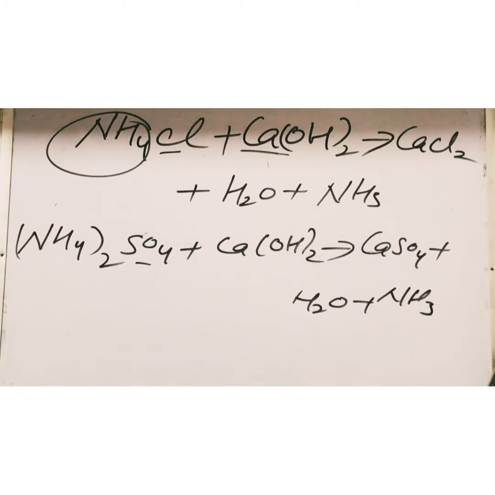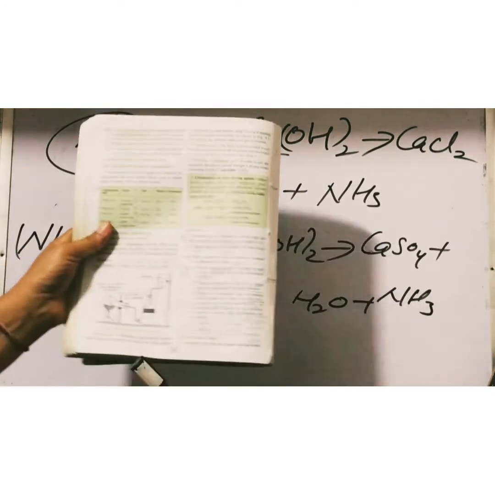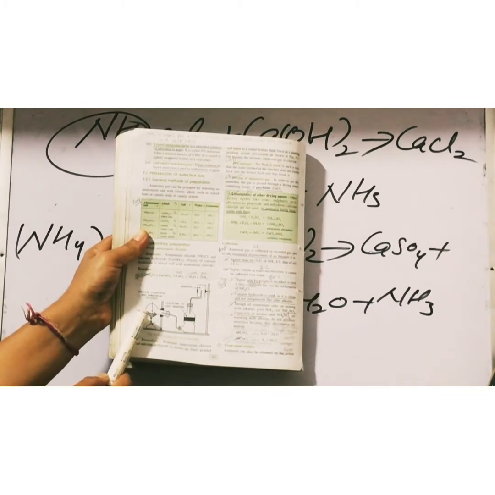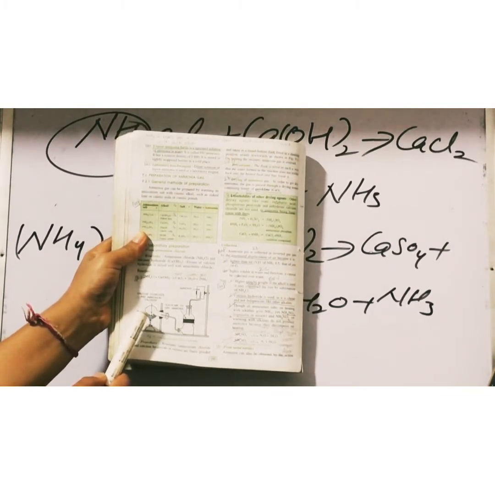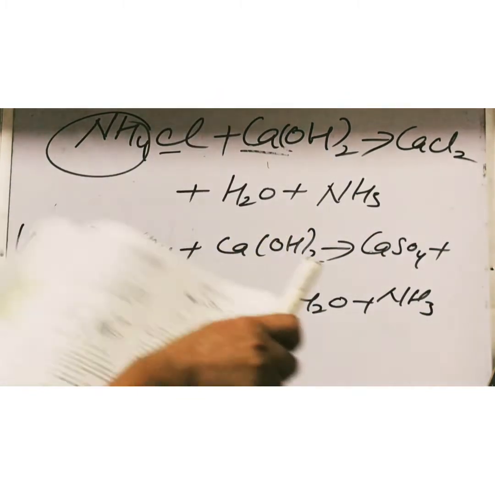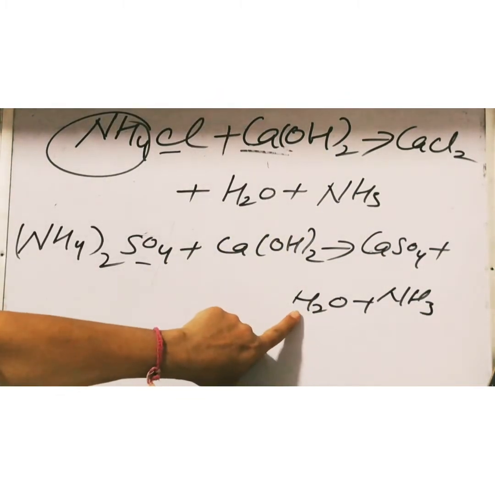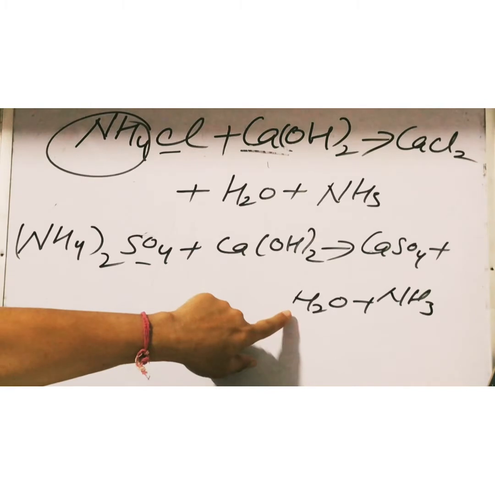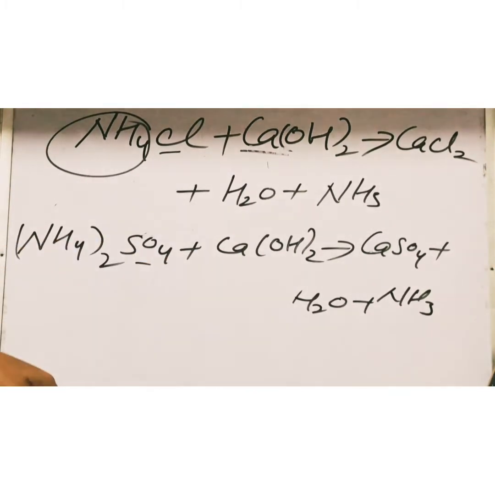Then after that you can see the diagram. In the diagram they have shown the flask in which they have prepared ammonia. The flask is tilted a little bit. What is the reason for tilting the flask? In the reaction, water is produced. So if you do not tilt the flask, the water can trickle back and the reaction can stop. So that's why the flask is tilted here.